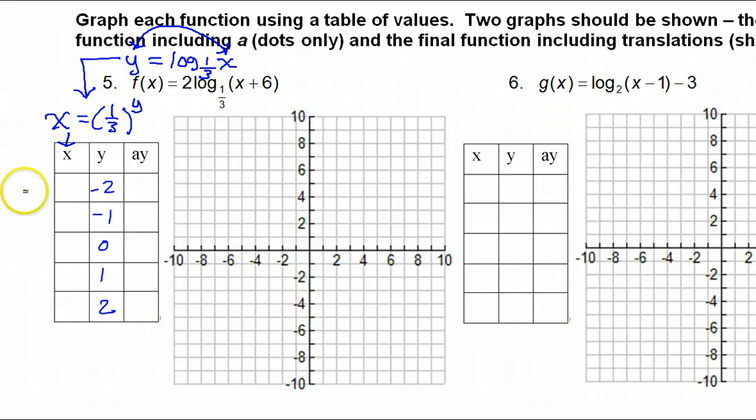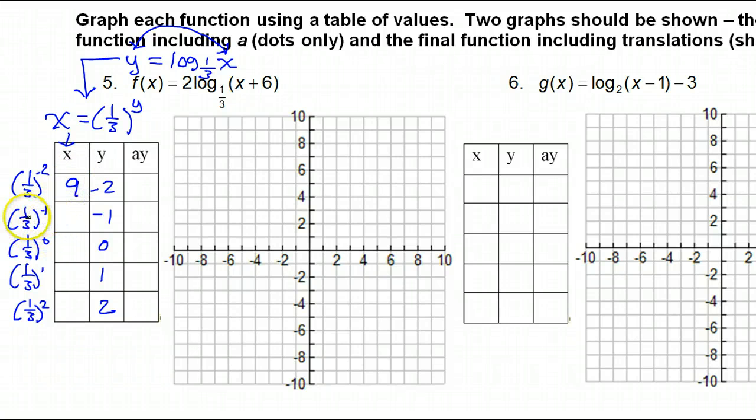So 1/3 to the y power means I'll be doing 1/3 to the -2 power, and 1/3 to the -1 power, 1/3 to the 0 power, 1/3 to the 1 power, and 1/3 to the 2nd power. Remember that if you do a negative power on a fraction, it becomes the reciprocal. So this would turn into 3 to the +2 power. The reciprocal of 1/3 is 3. But 3 squared is 9, so that's why we will just have 9.